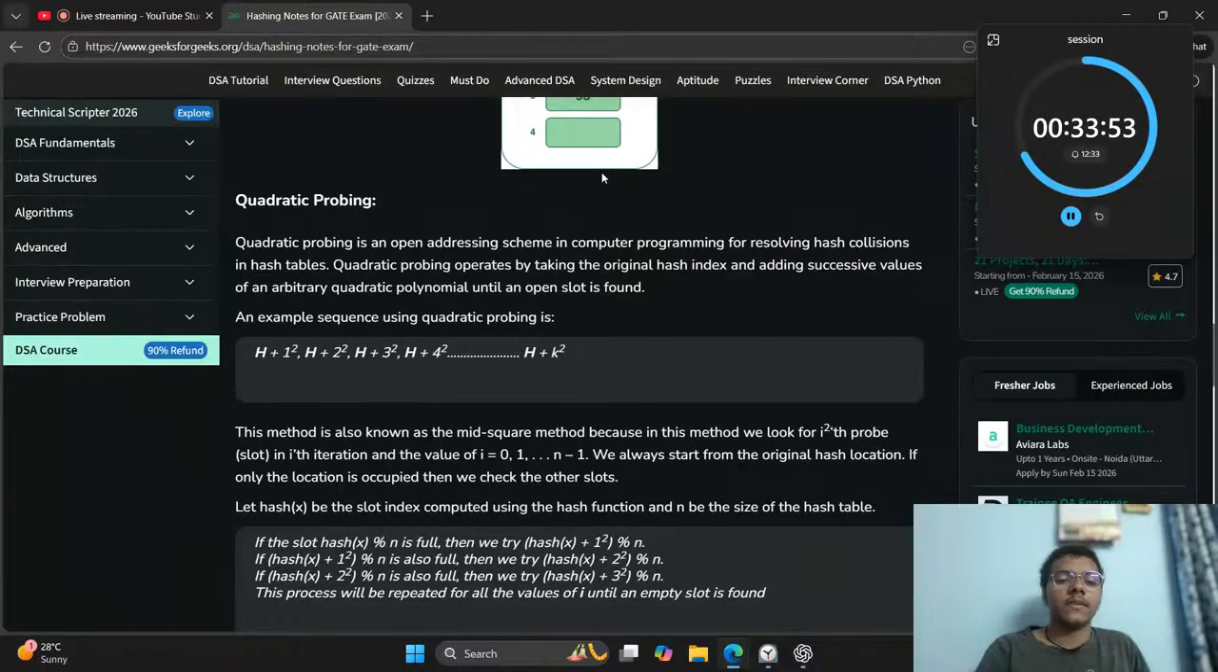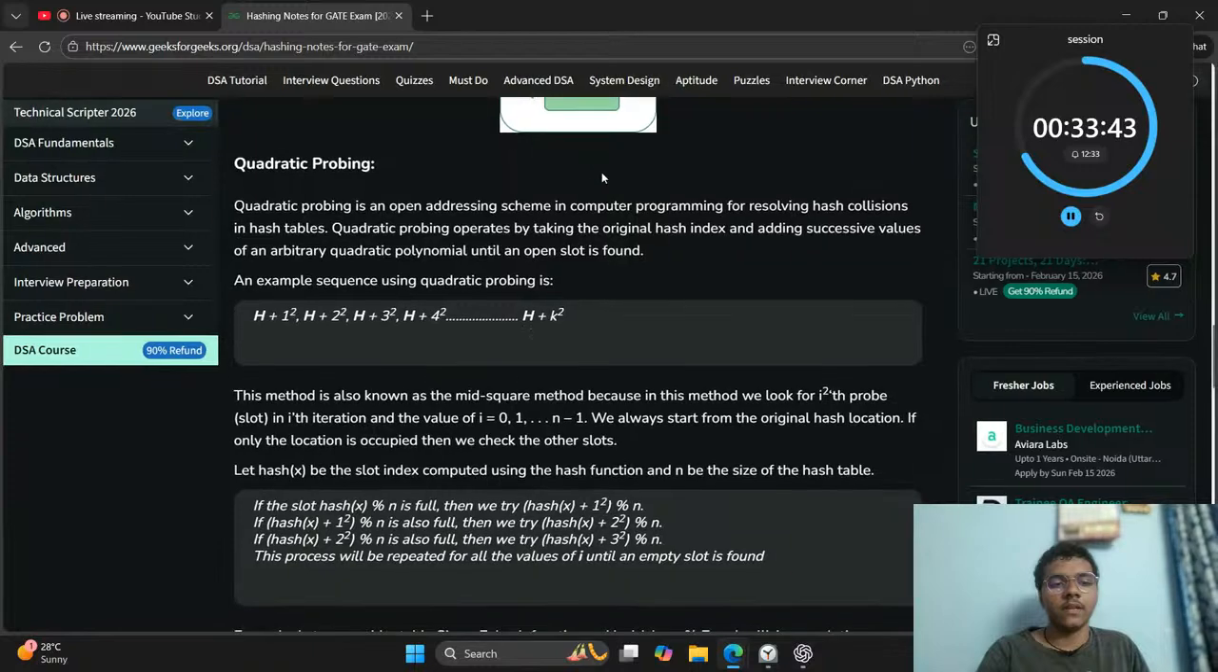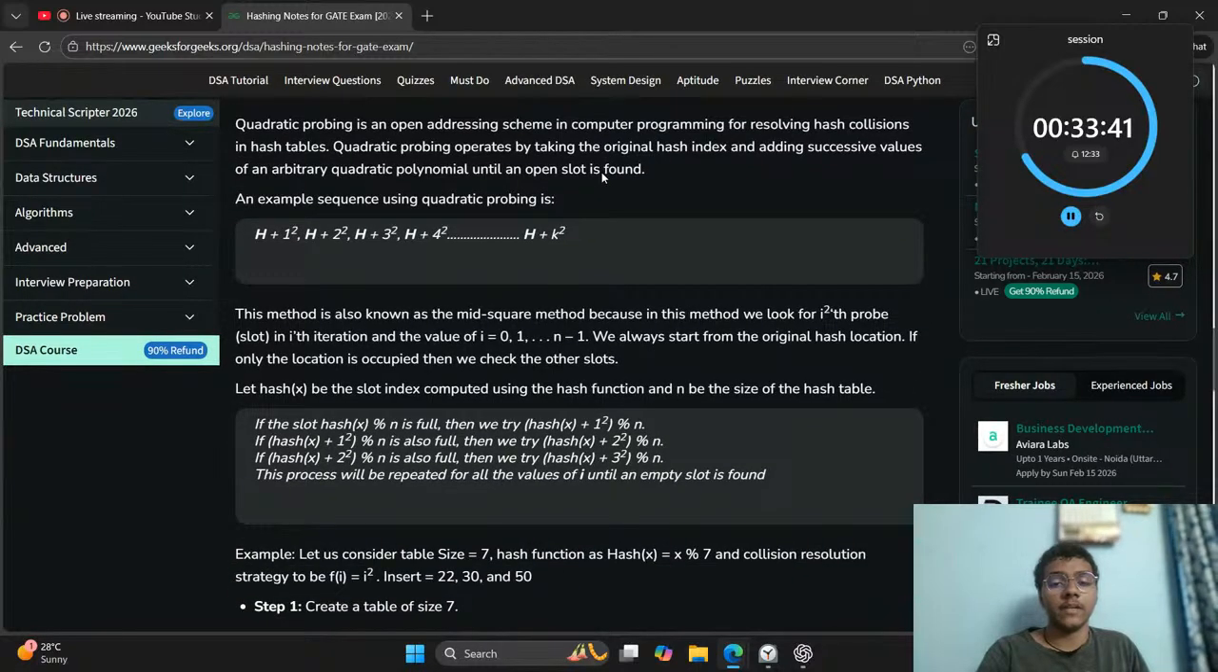Quadratic probing is an open addressing scheme in computer programming for resolving hash collisions in hash tables. Quadratic probing operates by taking the original hash index and adding successive values of an arbitrary quadratic polynomial until an open slot is found.